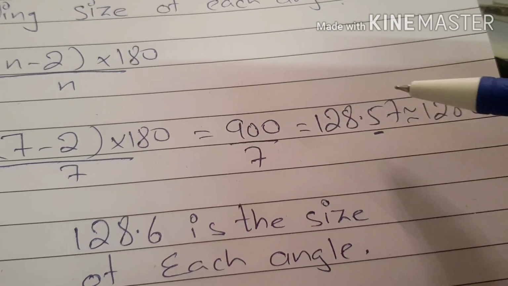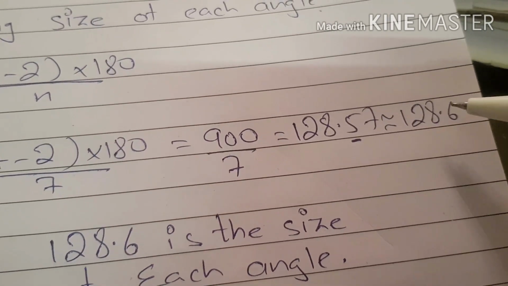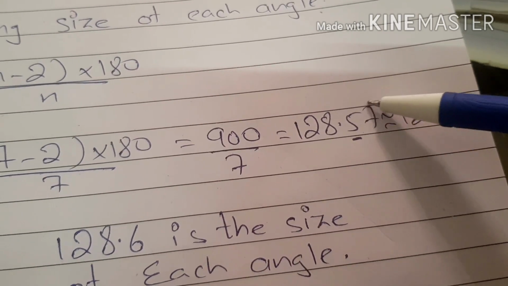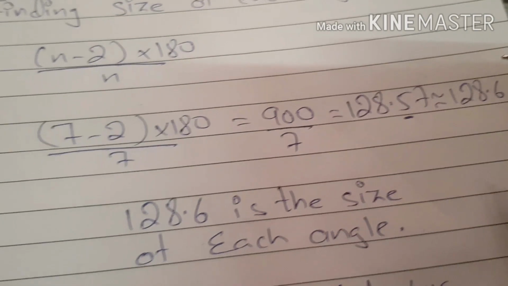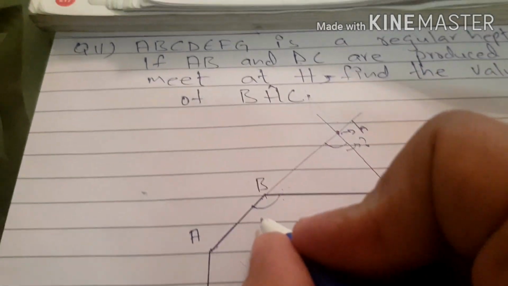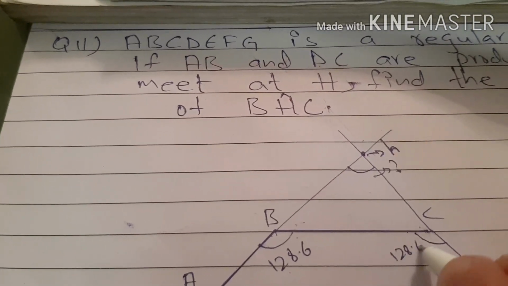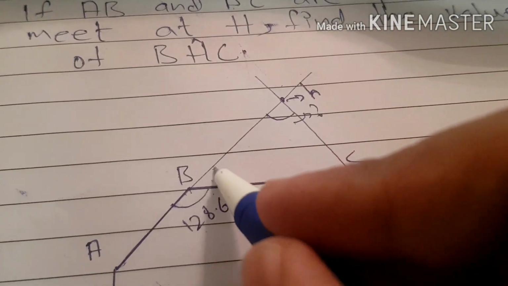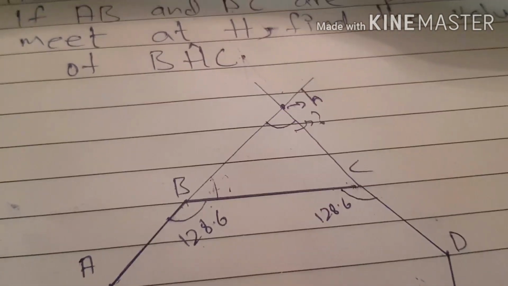Since we are taking the values till one decimal place only, 128.57 can be changed to 128.6. Since this digit is greater than 5, it carries 1 and transforms to 6. So 128.6 is the value of each interior angle that we have. If I see over here, the value of this angle is 128.6, again 128.6. Now, since we know the value of these interior angles, can we do something to find out the value of this part? And would it be beneficial for us? Of course it is.